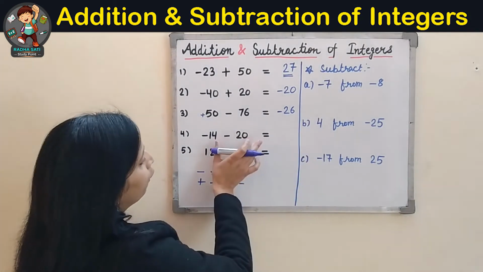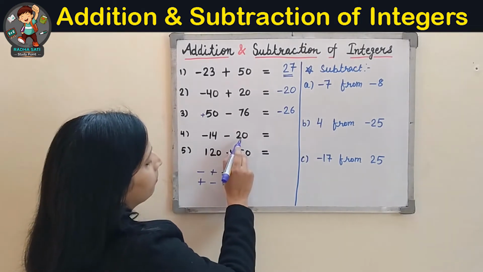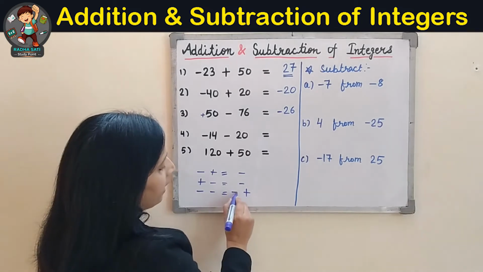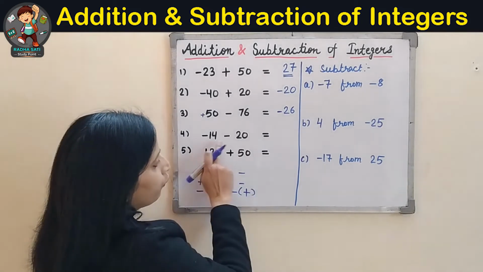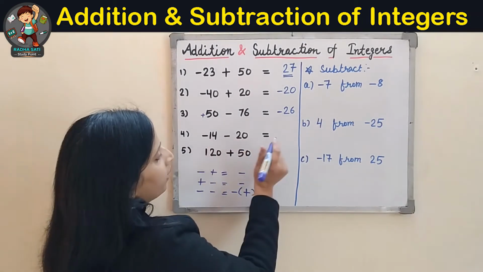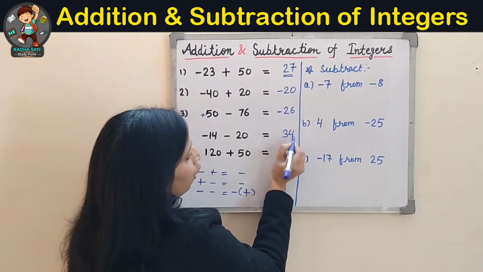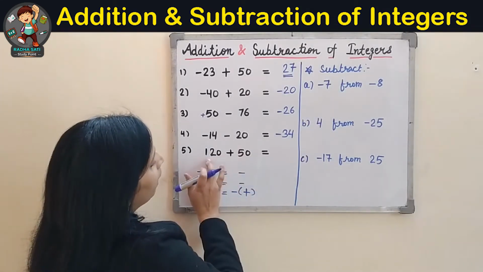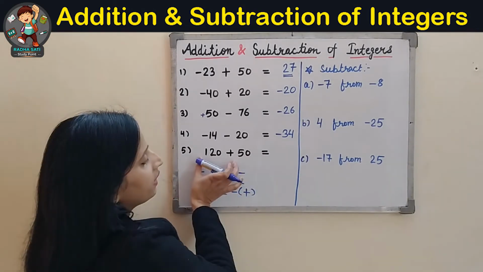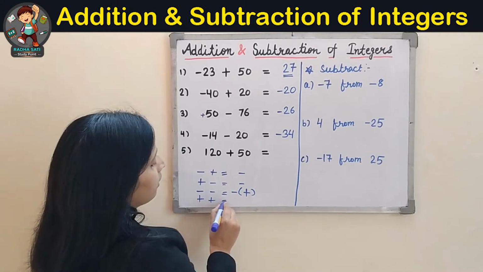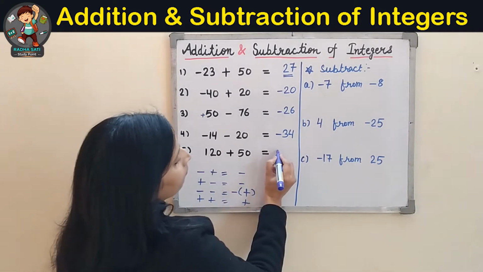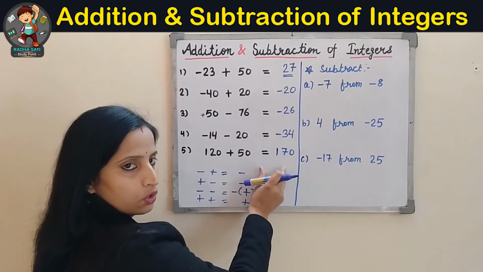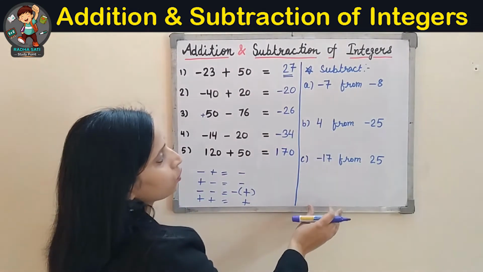Okay. Fourth one, minus 40, minus 20. We know that minus minus plus and the sign will be of minus. So first we will add them. 14 plus 20, 34. And then we will put the sign of minus. Now here 120 plus 50. So both are positive integers. Plus plus plus. We will add them. Answer will be 170.